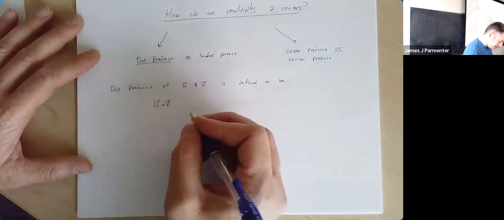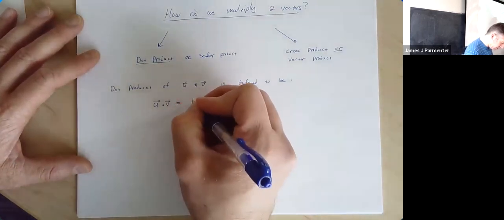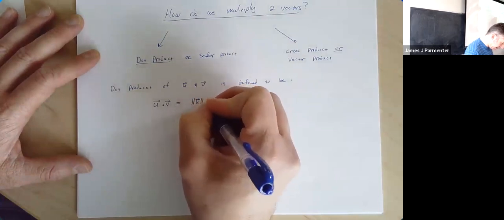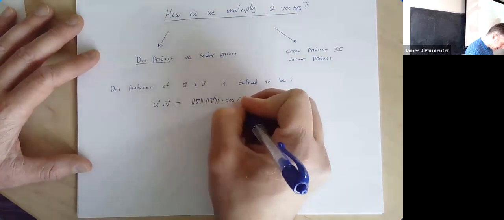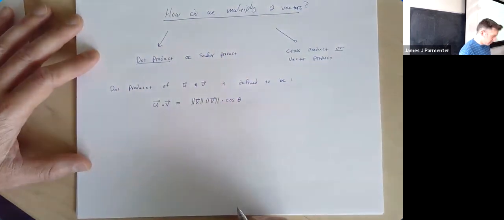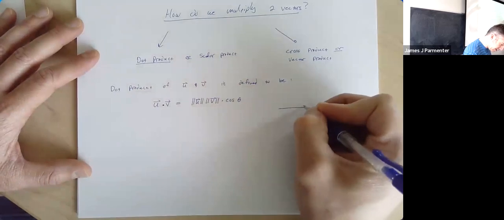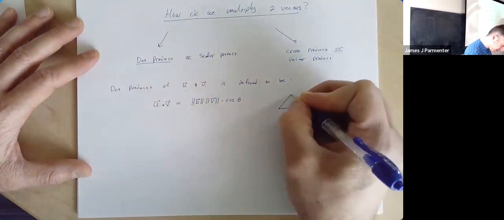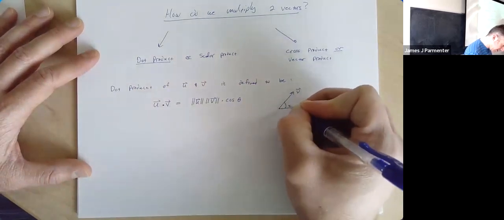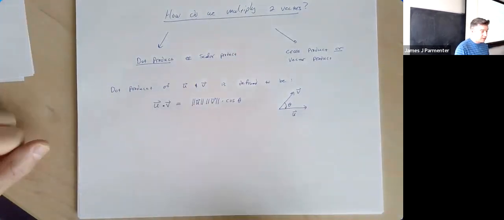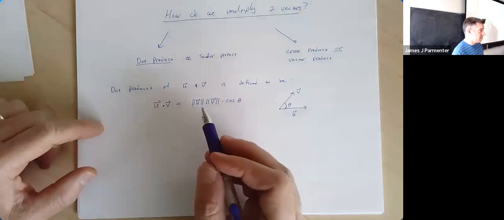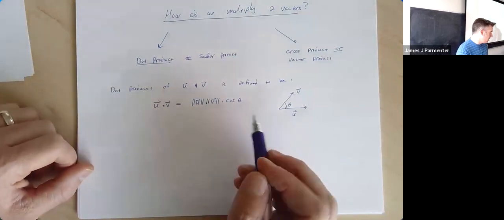The dot product of two vectors is equal to the magnitude of each vector multiplied together times the cosine of the angle between those two vectors. So if your vectors look like this, here's u, here's v, and here's the angle between them, you could calculate the dot product between them as magnitude of u times magnitude of v times cosine of the angle between them.